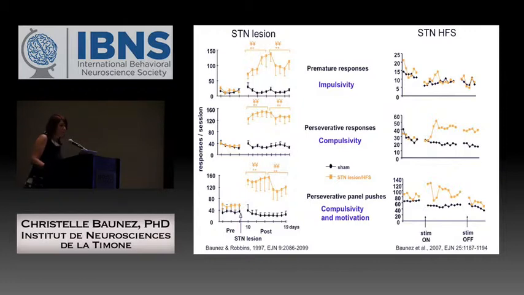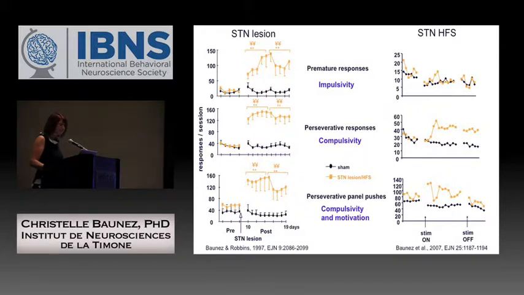Surprisingly enough, when we apply bilateral high-frequency stimulation, we don't see any premature deficit. But we see perseverative responses and also perseverative visits to the magazine. So there are slight differences. Although at that time when we started to work on DBS, we thought that it was mimicking an inactivation of the structure. And you'll see that for some aspects of behavior, it really mimics exactly the same effect as a lesion. Applying DBS does not only inactivate the neurons, and that's been discussed in the session this morning for those who attended it.